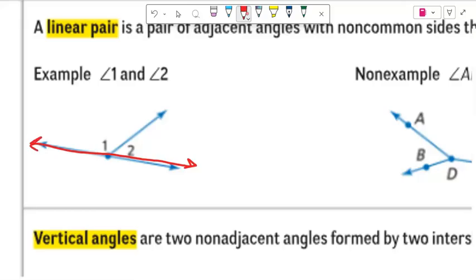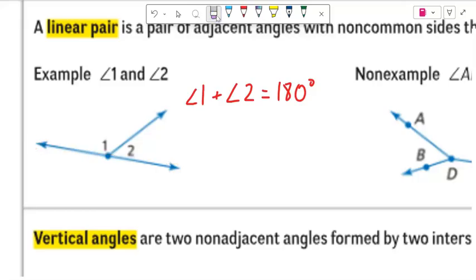So a linear pair forms a straight line, which means we know the measure of both of those. So angle 1 plus angle 2 equals what? What's the angle measure of a straight line? 180. So go ahead and write that down. And draw that picture for me next to your notes if you did not do that already for a linear pair. Angle 1 plus angle 2 is 180 degrees because they together fall on a straight line. Okay?